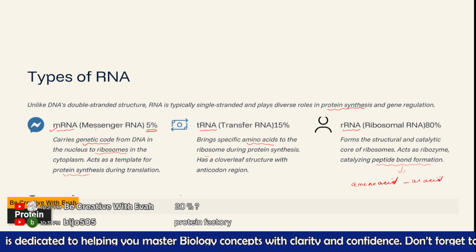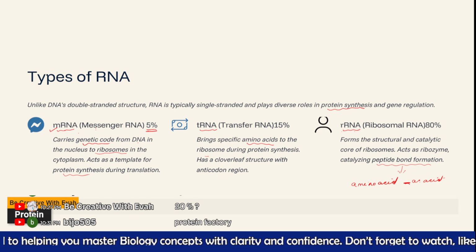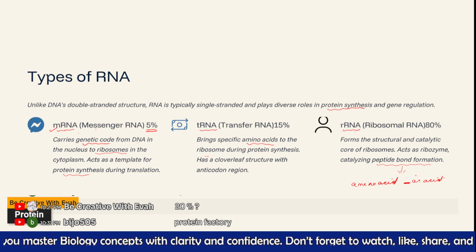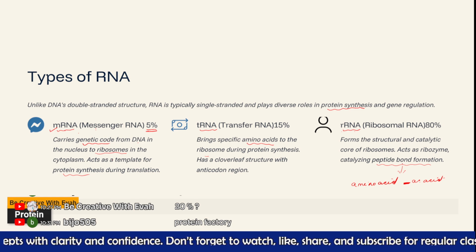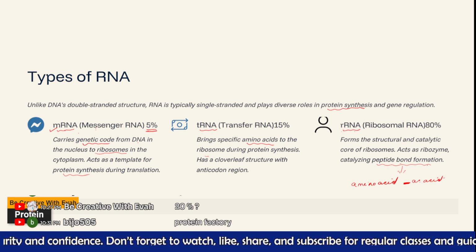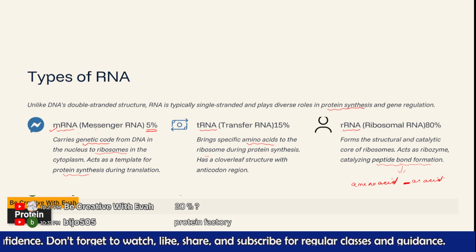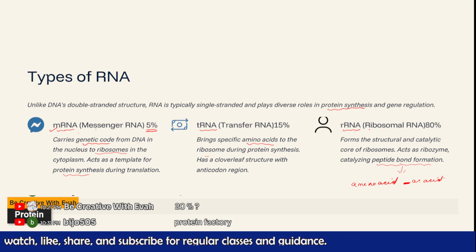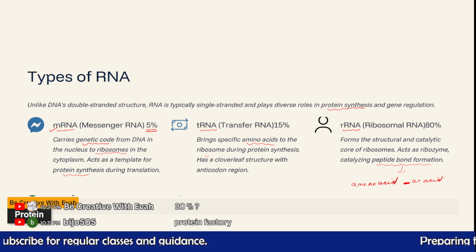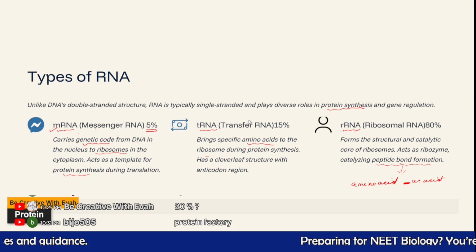Many amino acids join to form the polypeptide. That is protein formation. The bond formed between the amino acids is a peptide bond. For peptide bond formation, an enzyme is required, and that enzyme is the ribosomal RNA. Is it clear about the types of RNA? Yes. So we discussed the types of RNA.